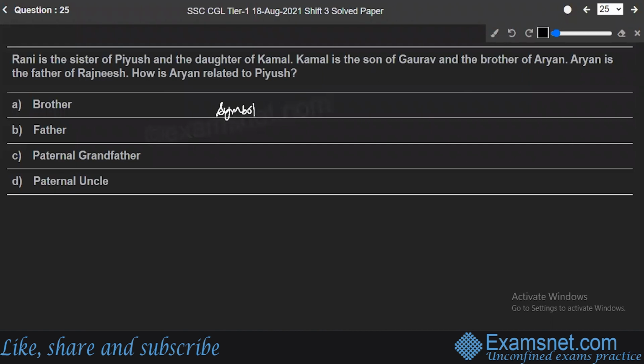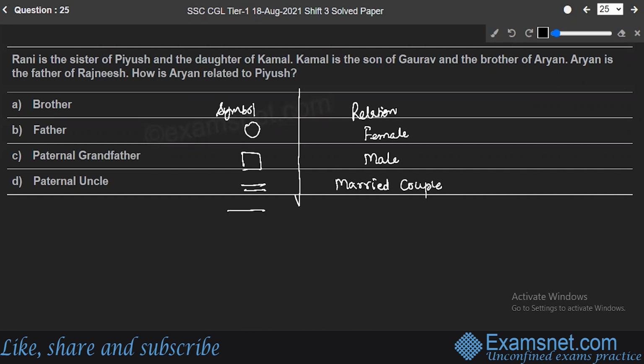So here is your symbol and here is the relation for that symbol. First of all, a circle represents female. Male is represented by a square or a rectangle. Double line represents married couple. Horizontal line represents siblings and vertical line represents generation gap.